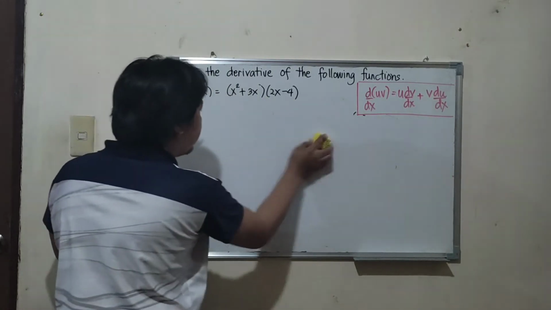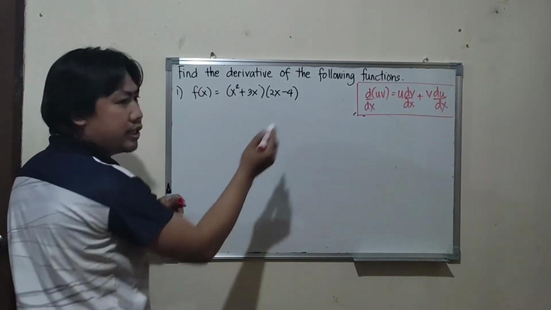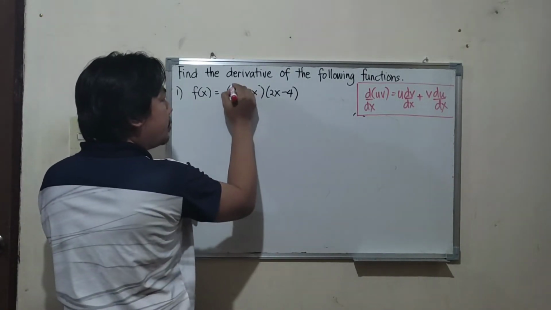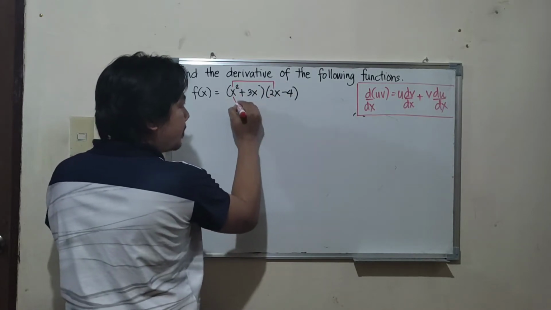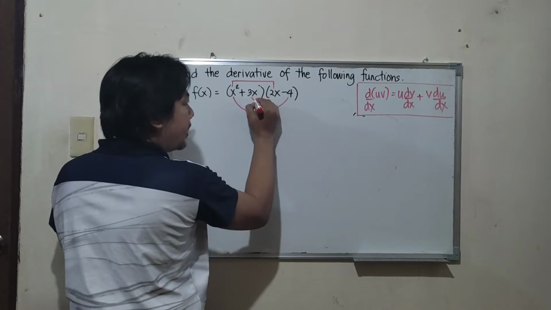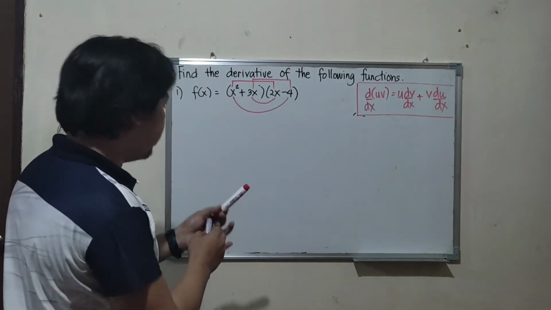Okay, so i-distribute muna natin. Tingnan natin kung magiging parehas ng answer. So using FOIL method, distribute ulit natin to. So we have first term times the outer, then inner times the last term. So FOIL method. Okay, so multiply muna natin.